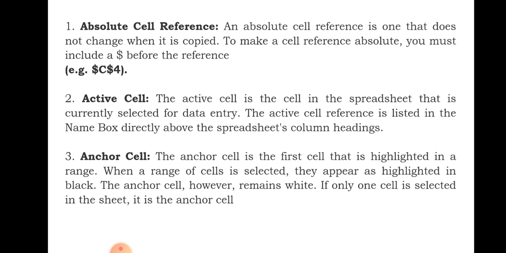We also have an anchor cell. An anchor cell is the first cell that is highlighted in a range. When a range of cells is selected, they appear as highlighted in black. The anchor cell, however, remains white. If only one cell is selected in the sheet, it is the anchor cell. Now, don't mistake this for an active cell.